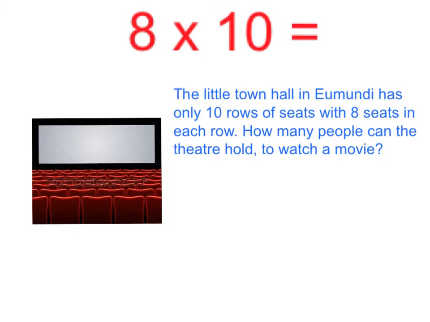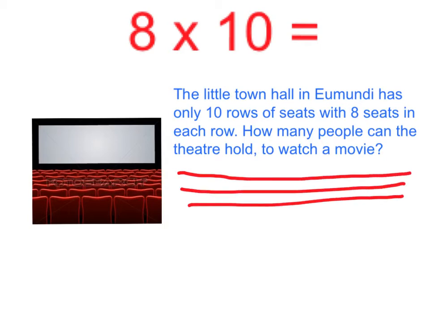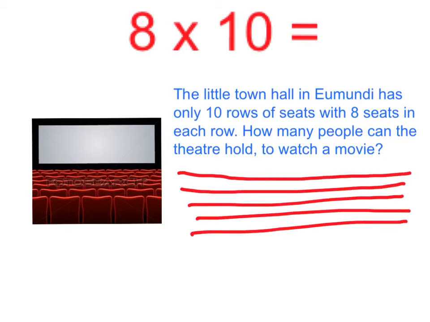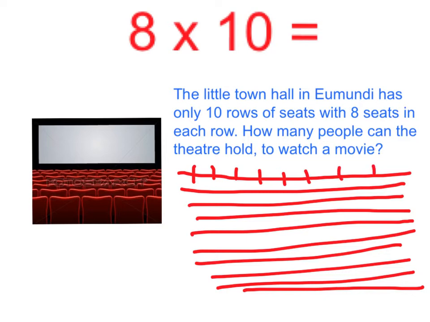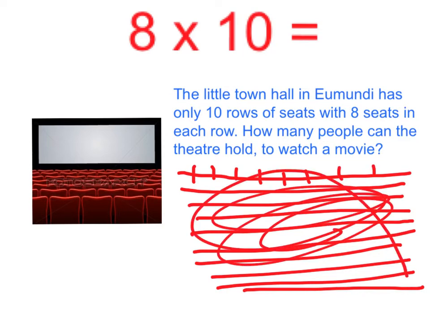Okay, well, I could draw a picture to do that. Let's see, I could draw rows. 1, 2, 3, 4, 5. This is taking a while. 6, 7, 8, 9, 10, and then I have to draw 8 seats on each one. Oh my goodness, this is going to take forever. I do not like that way at all.